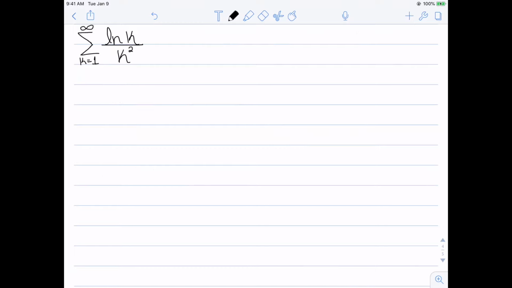I'm now looking at the summation from k equal to 1 to infinity of ln of k over k squared. It might be harder to figure out what we want our comparison series to be here. Let's start with just 1 over k squared. And we know that that converges by our p-series test. So now let's start looking at the limit.